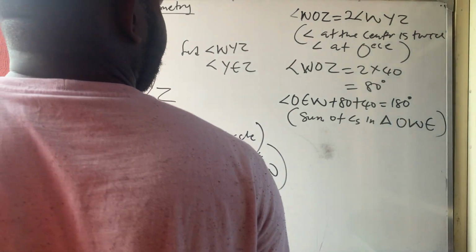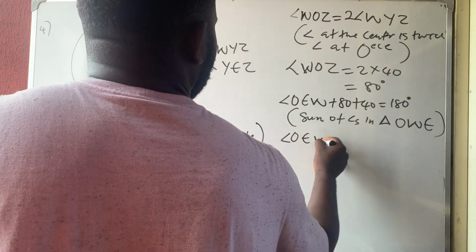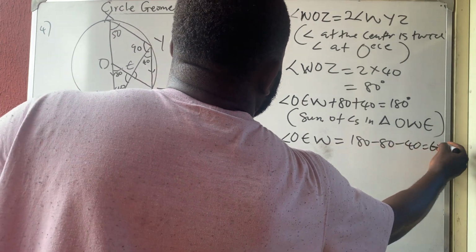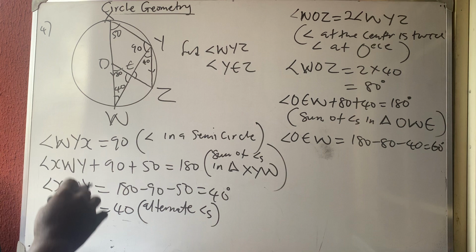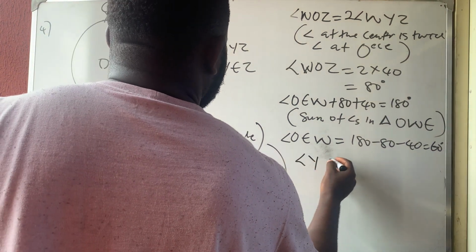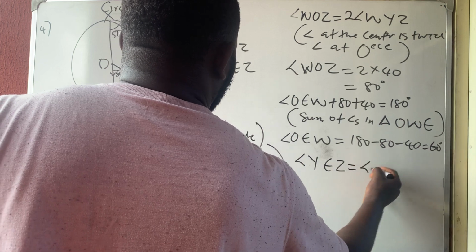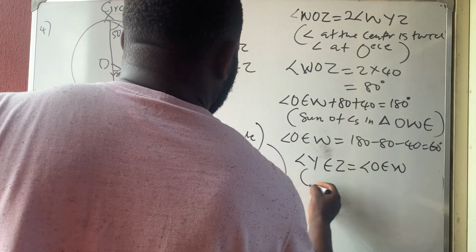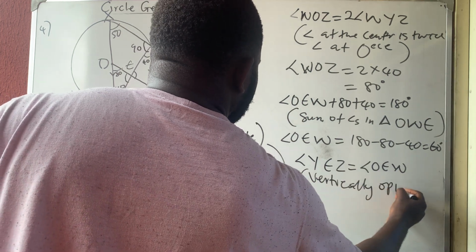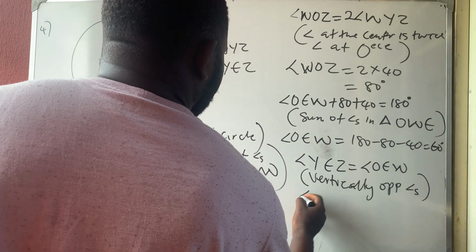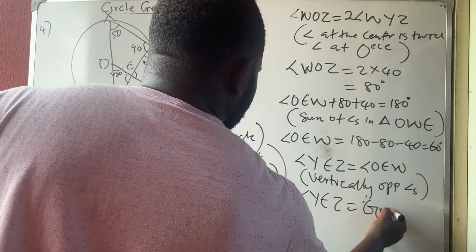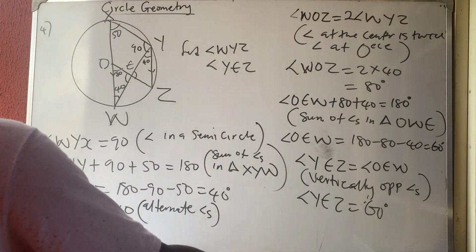So what do we have now? Angle OEW is equal to 180 minus 80 minus 40, which is 60 degrees. So if we got 60 degrees there, automatically we will tell them that angle YEZ that we are looking for is equal to angle OEW. What is my reason? Vertically opposite angles. Therefore angle YEZ is equal to 60 degrees. So that is that.